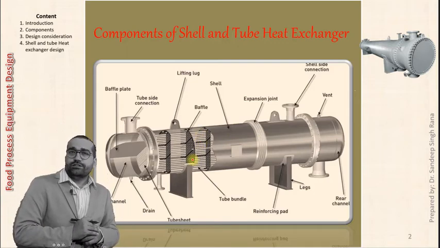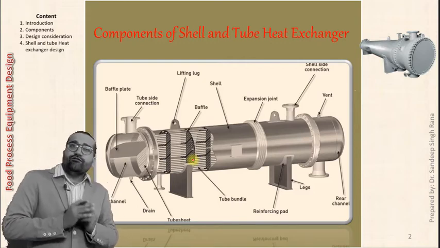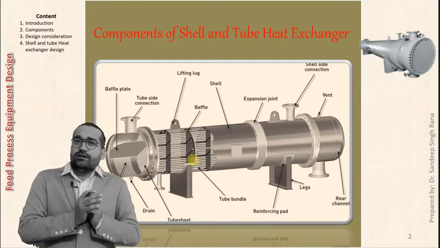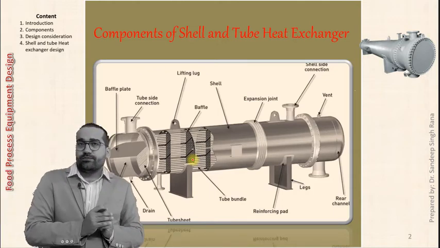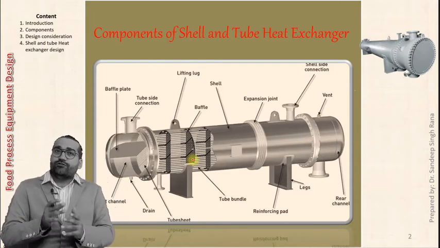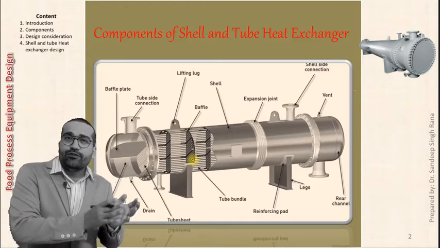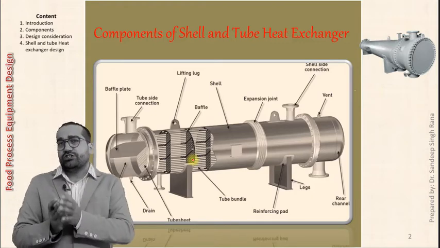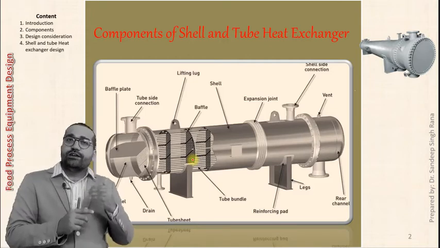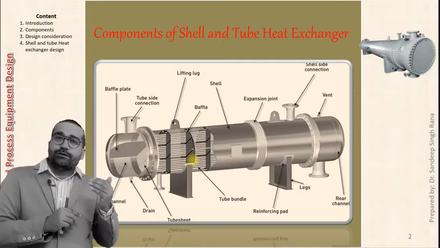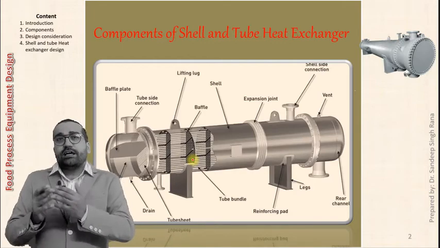Baffles are also a very important component in shell and tube type heat exchanger, because baffles are mostly used to create the turbulence inside the shell and tube heat exchanger. And turbulent flow is very important in proper working of shell and tube type of heat exchanger or any type of heat exchanger, because it increases the heat transfer area and heat transfer properties. Basically it increases U, which is the heat transfer coefficient.